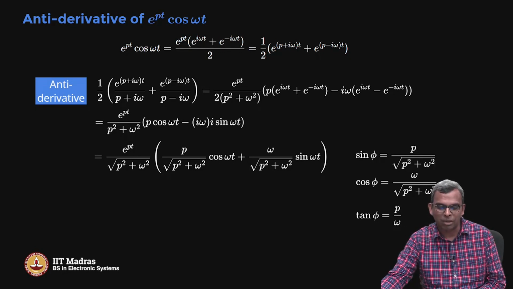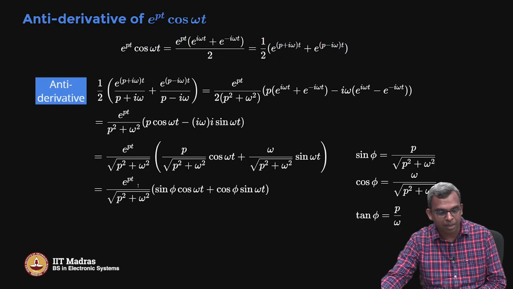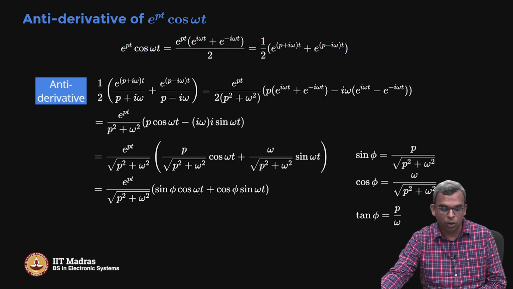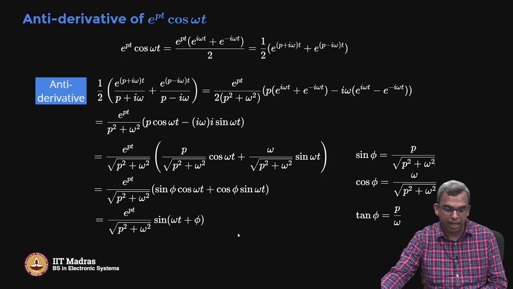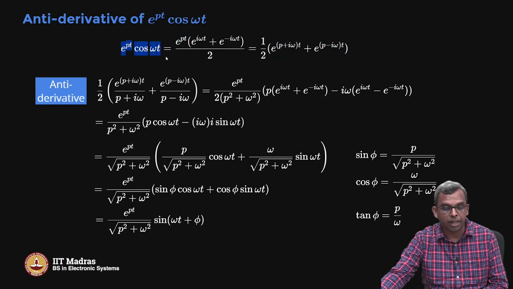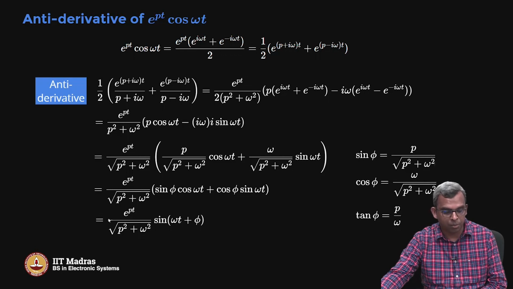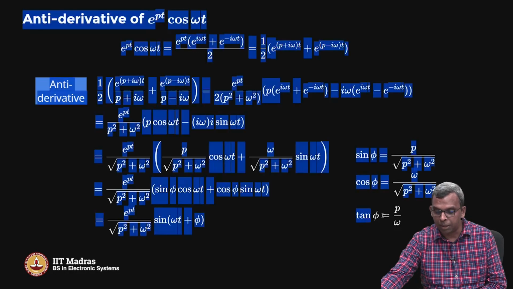Tan phi is p by omega. So if you do that, you get this very nice form where you have e^(pt) by square root of p squared plus omega squared hanging along, but then you have sin phi cos omega t plus cos phi sin omega t. What is sin a cos b plus cos a sin b? Sin(a plus b). So you have the antiderivative of e^(pt) cos omega t to be this very, very simple form, which is e^(pt) sin(omega t plus phi) by square root of p squared plus omega squared, and where tan phi is p by omega.